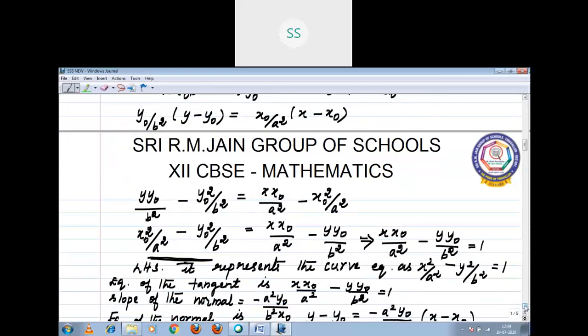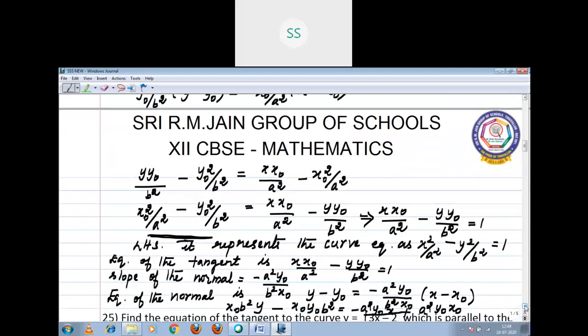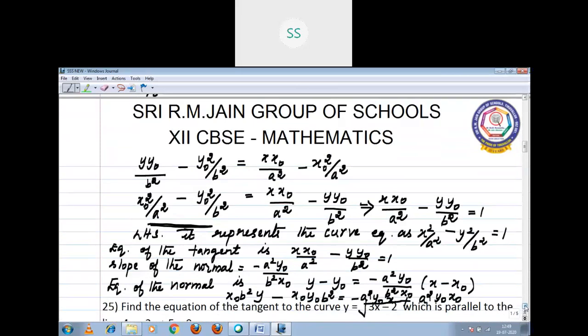Slope of the normal is the reciprocal with opposite sign. Equation of the normal: y minus y naught equal to m into x minus x naught. Up to this, if you end up also, nothing is wrong, right? If you want, you simplify, or otherwise you leave. X naught b square y minus x naught y naught b square equal to minus a square y naught x plus a square y naught x naught.